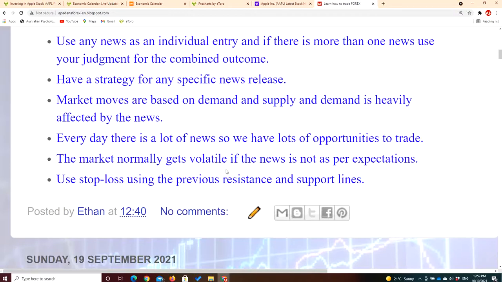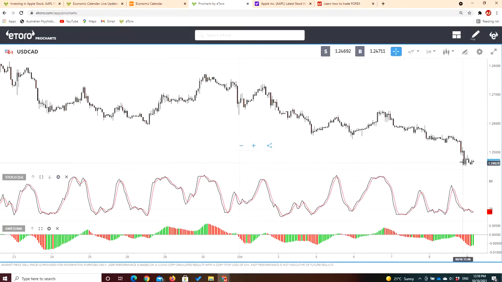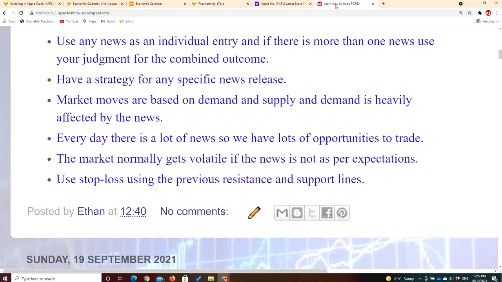So let's finish with a couple of notes here. The market normally gets volatile if the news is not at the expectations. As you can see here, the volatility rises and drops fast. Then you have this news.